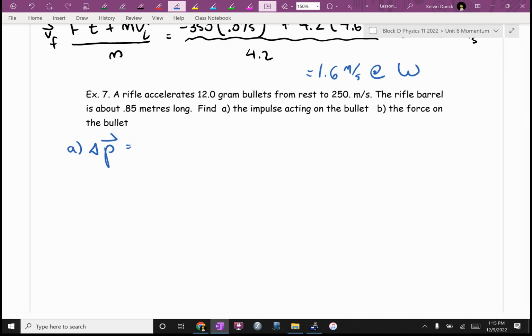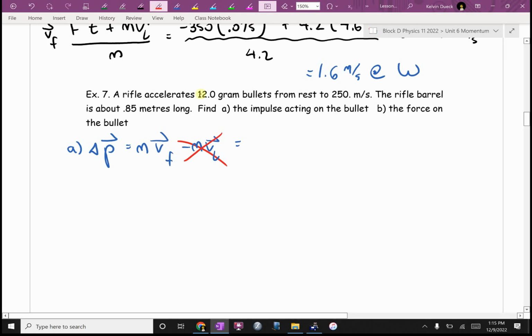So instead of writing m delta v, I'm going to write m v final minus m v initial. Are there any changes in direction? Do I need to let one of the velocities be positive? Whoa, wait a minute. What's v initial as a number exactly? What don't I like about this question? Do you see it?